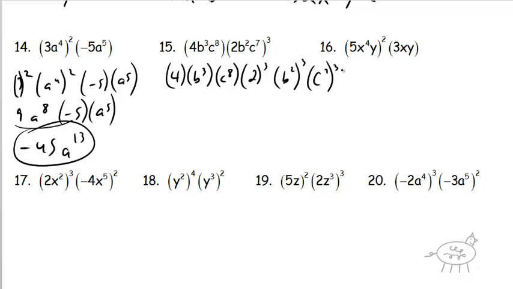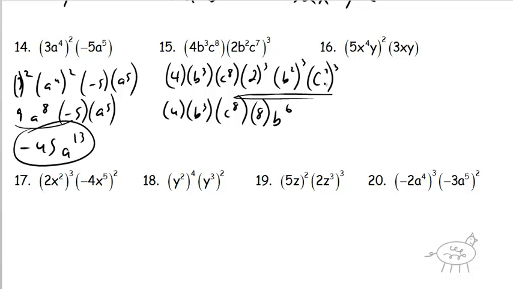Okay, so let's simplify these. So we get 4 times b cubed times c to the 8th. 2 cubed is 8. B squared cubed is b to the 6th, multiply, and c to the 7th to the 3rd power is c to the 21. And then, well, we've got to finish it yet.